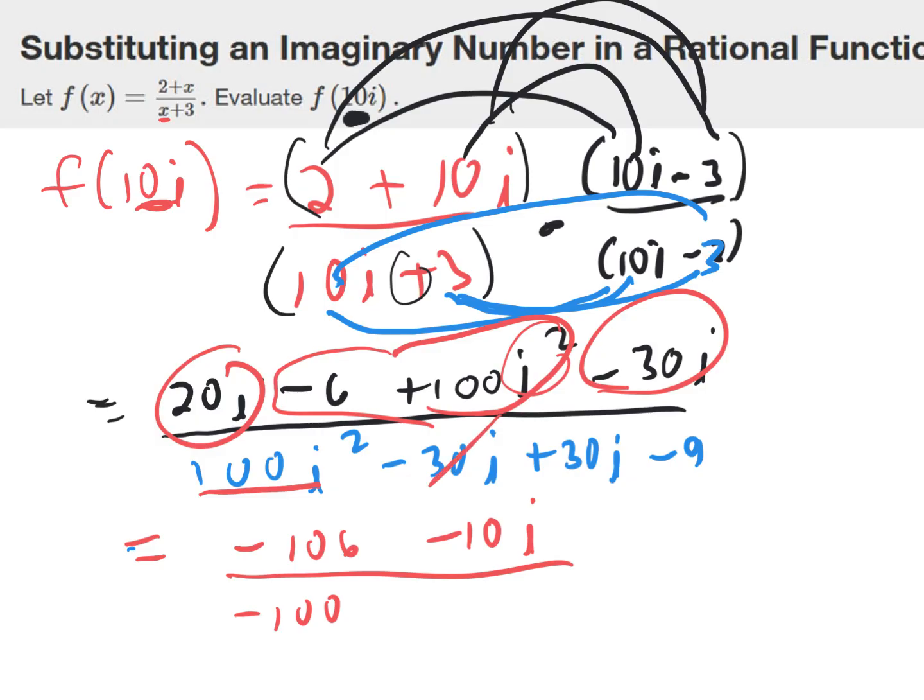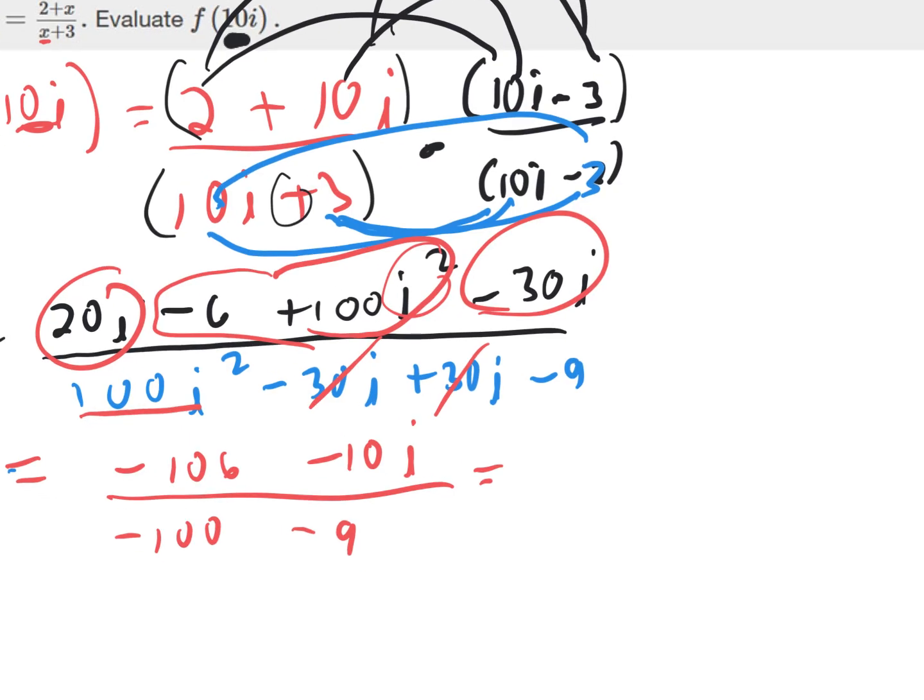Negative 30i cancels out 30i's, which is what I wanted to happen, minus 9. Now all that equals, well, the top doesn't change unless I wanted to cancel out the negatives somehow. Let's see, would I do that? You don't have to. The bottom becomes a negative 109. Since there's a lot of negatives, you could cancel out all the negatives.